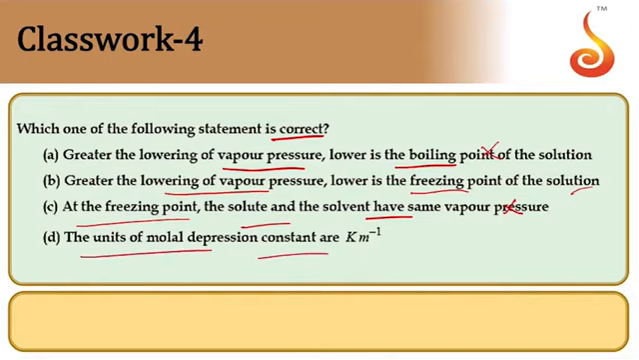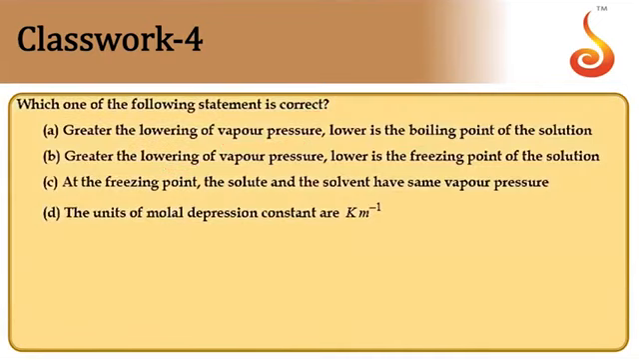Units of molar depression constant. Units will be Kelvin, kilogram and mole inverse, but not Kelvin per mole. So the answer is: greater the lowering of vapor pressure, lower the freezing point of solution. So the option is B. B is the answer.